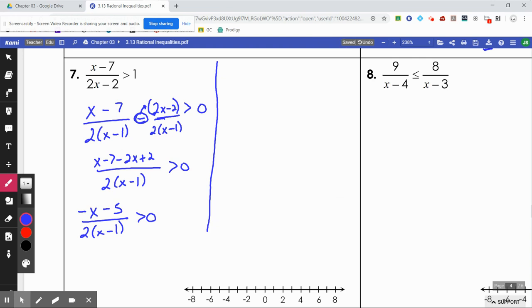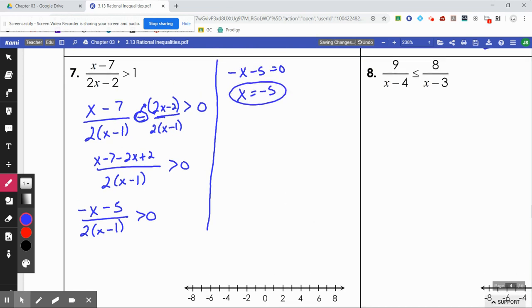To find the x-intercepts, we set the top equal to 0. You can simply move the x over and you get x is negative 5. So there's your x-intercept, and since it's just greater than, it's going to be an open circle anyway. So at negative 5, we have an open circle.